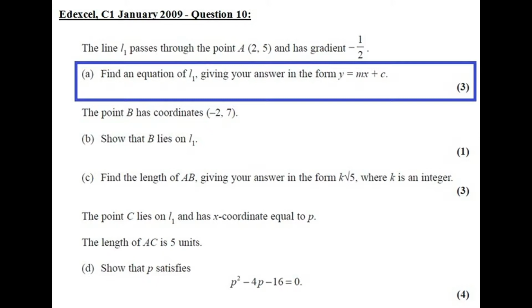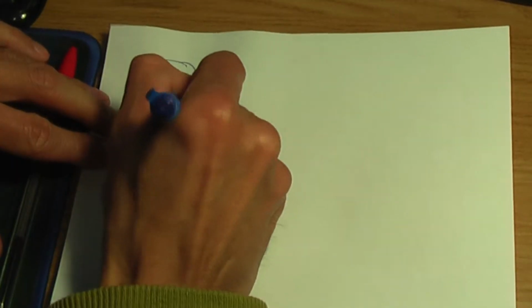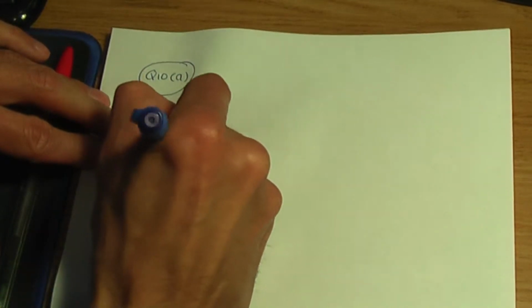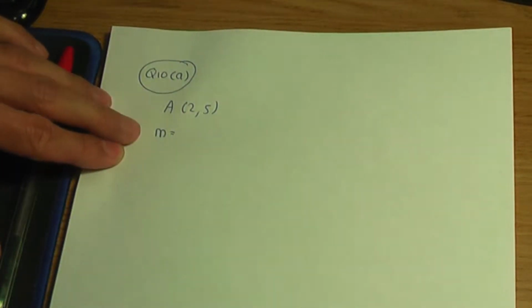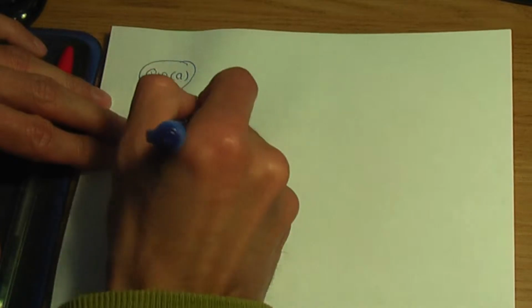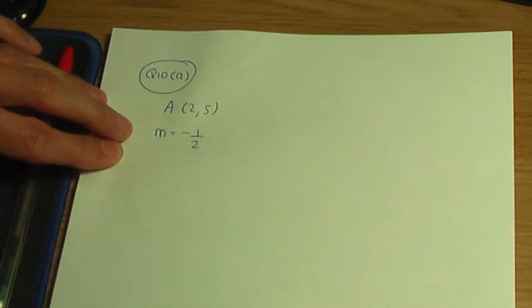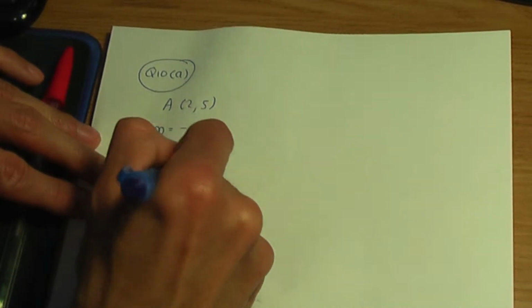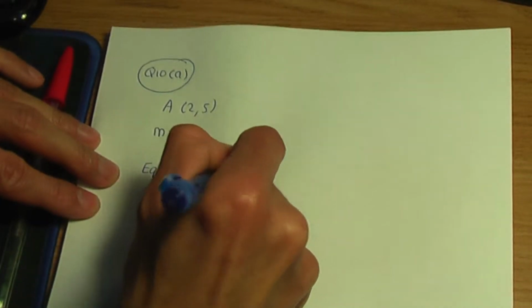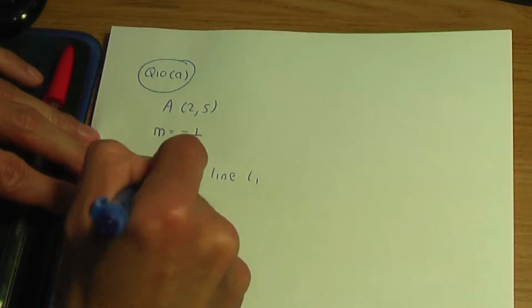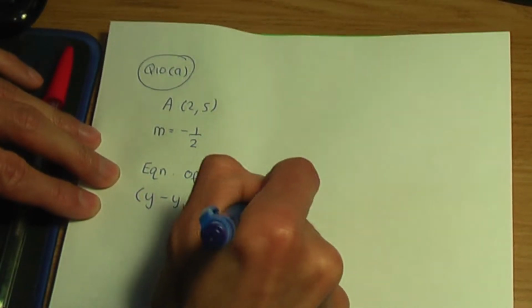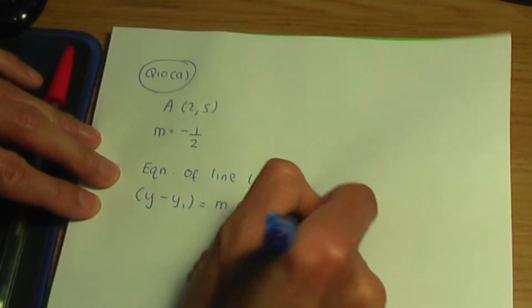Let's get back to the paper and pen. So for 10 part A, we have this coordinate for A, 2 and 5, and we have the gradient, so we denote gradient by using the letter m. M is minus half. Now to work out the equation of L1, we can use this formula. So the equation of the line L1, and we can use this formula y minus y1, and that is m into x minus x1.